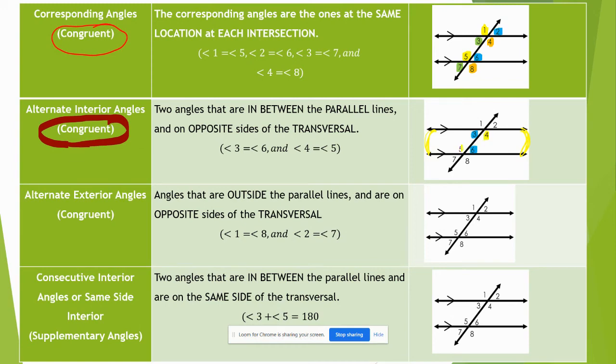Yeah, 4 and 5. Notice how they're alternating sides. Big obtuse angle, another big obtuse angle. So angle 3 equals angle 6 and angle 4 equals angle 5.